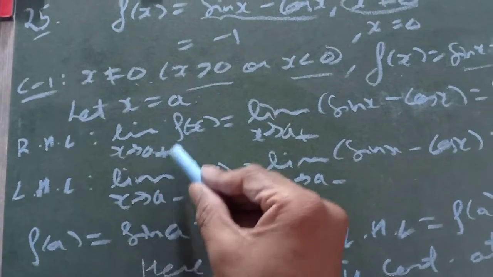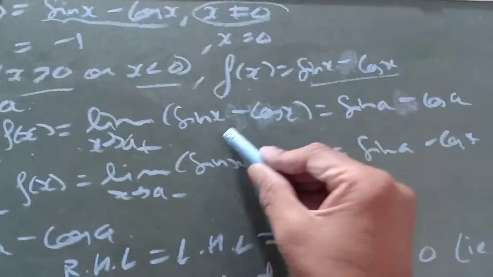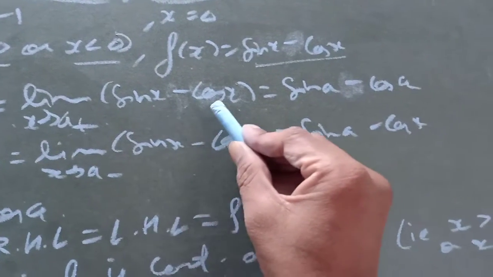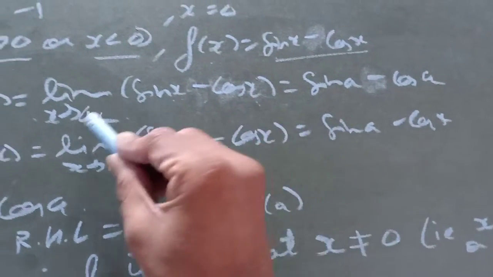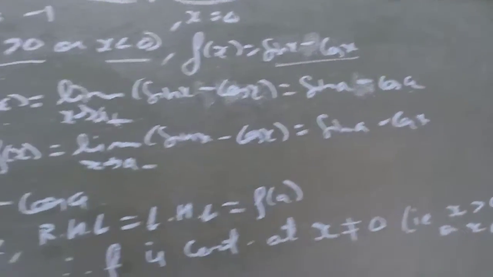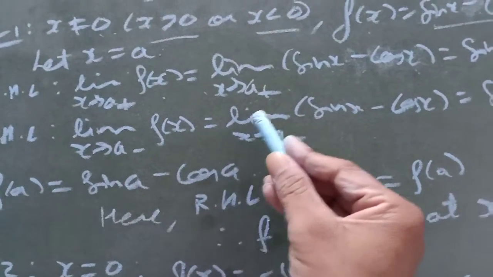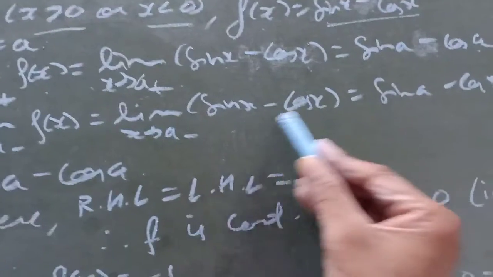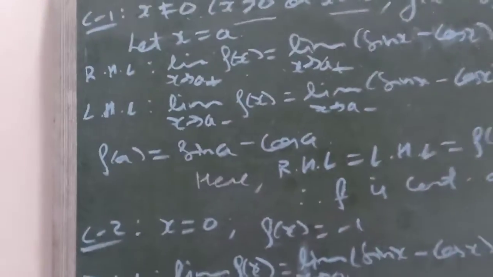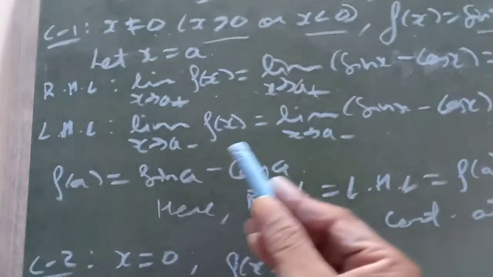Limit x tends to a plus f(x) is equal to limit x tends to a plus of sin x minus cos x. Applying the working rule, limit x tends to a plus sin x minus limit x tends to a plus cos x. In place of x, just write a, applying the limit: sin a minus cos a. Same way, left hand limit, limit x tends to a minus f(x) is equal to limit x tends to a minus sin x minus cos x, applying the working rule and the limit, sin a minus cos a. Now f(a), the value of the function, f(x) is sin x minus cos x, so f(a) will be sin a minus cos a.